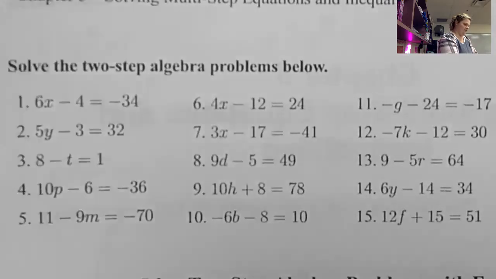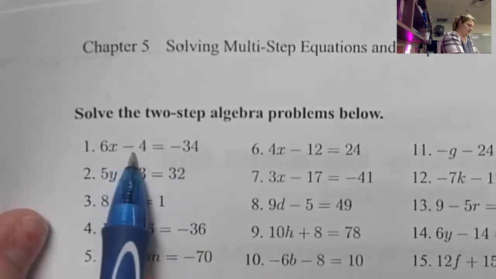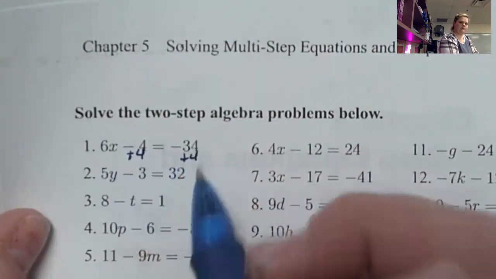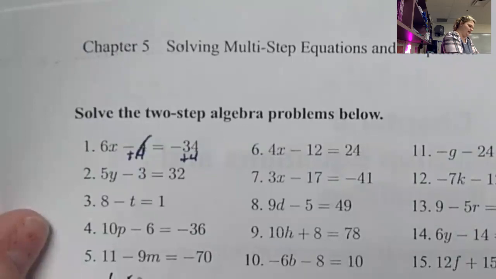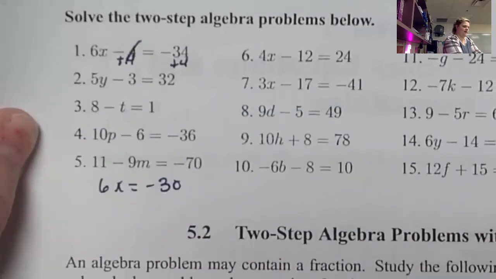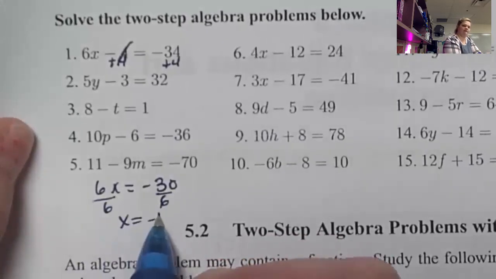So like if we have just this basic two-step problem here, you have to get rid of the subtracting 4. So undo subtracting by adding 4 to both sides. Okay, after that, you're left with 6x equals that negative 30. And to undo that, I have to divide by that 6. So x would be negative 5.